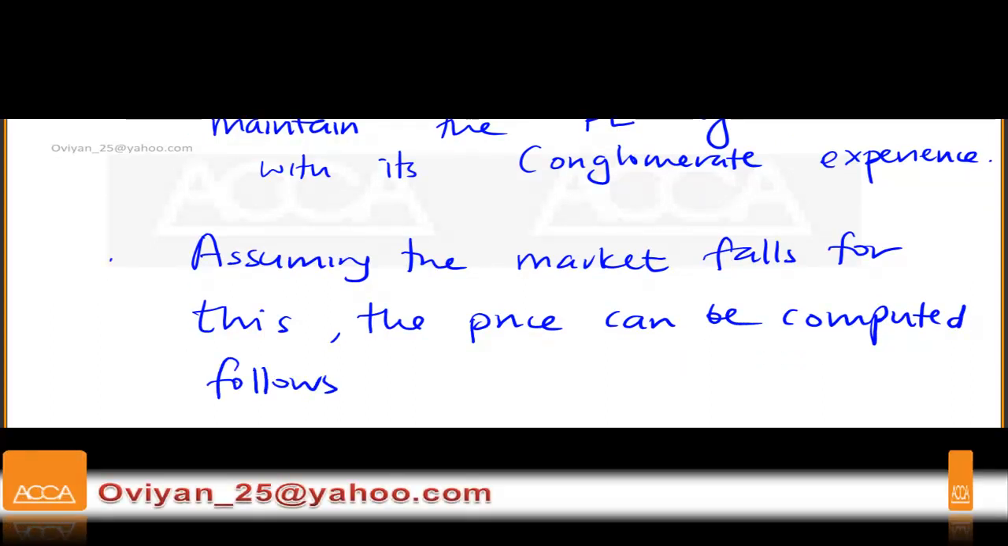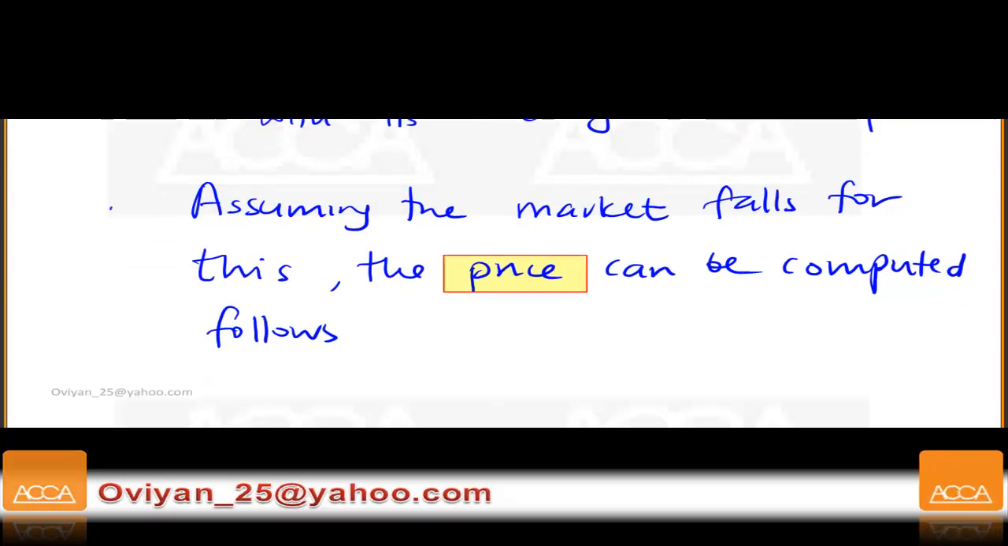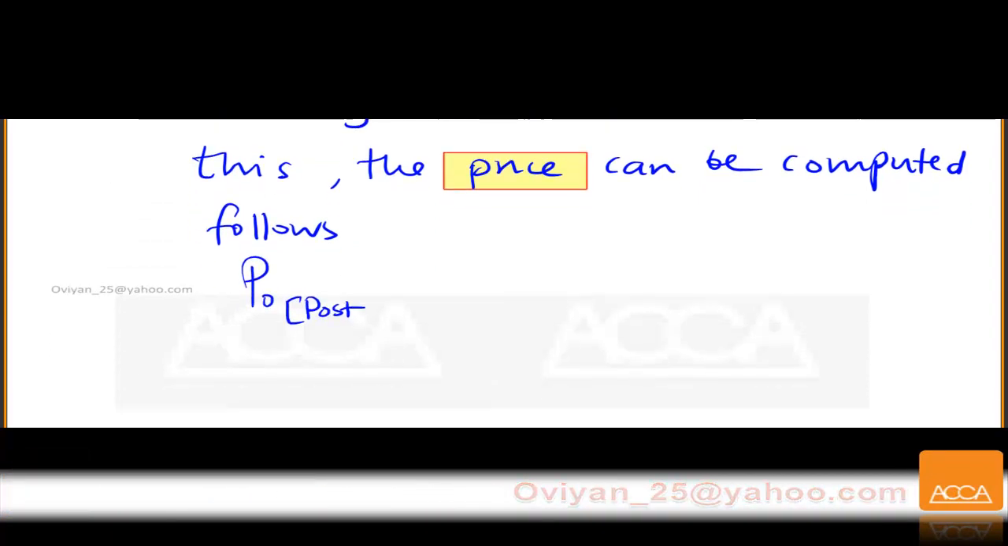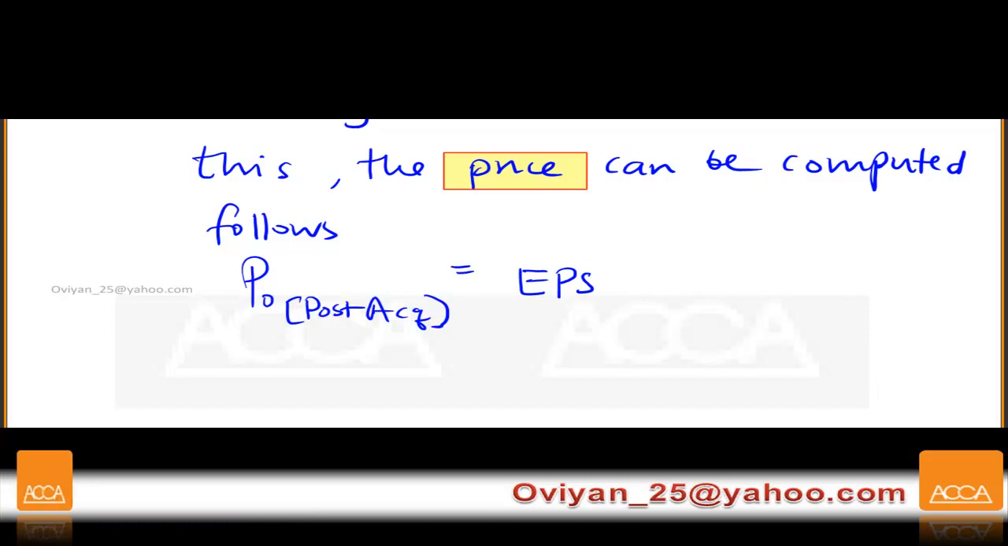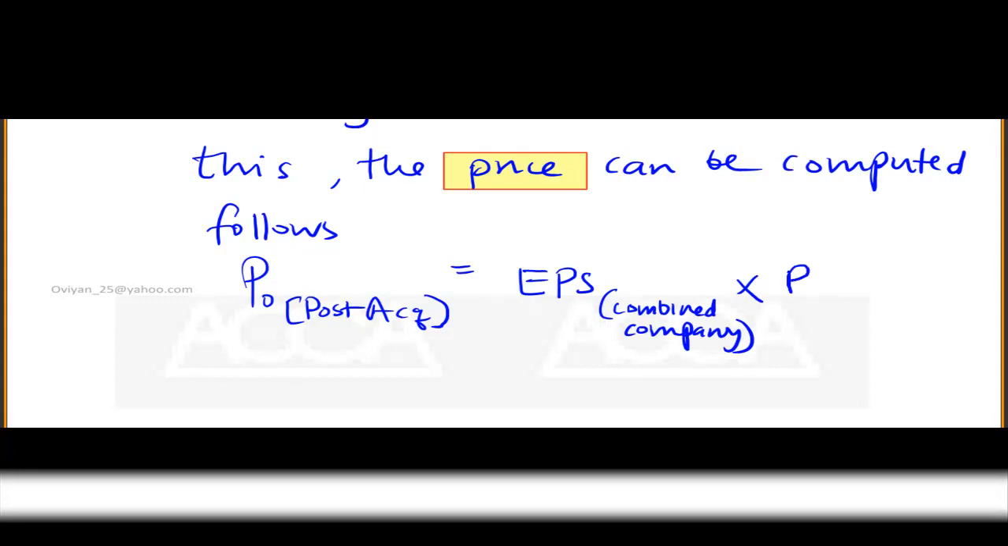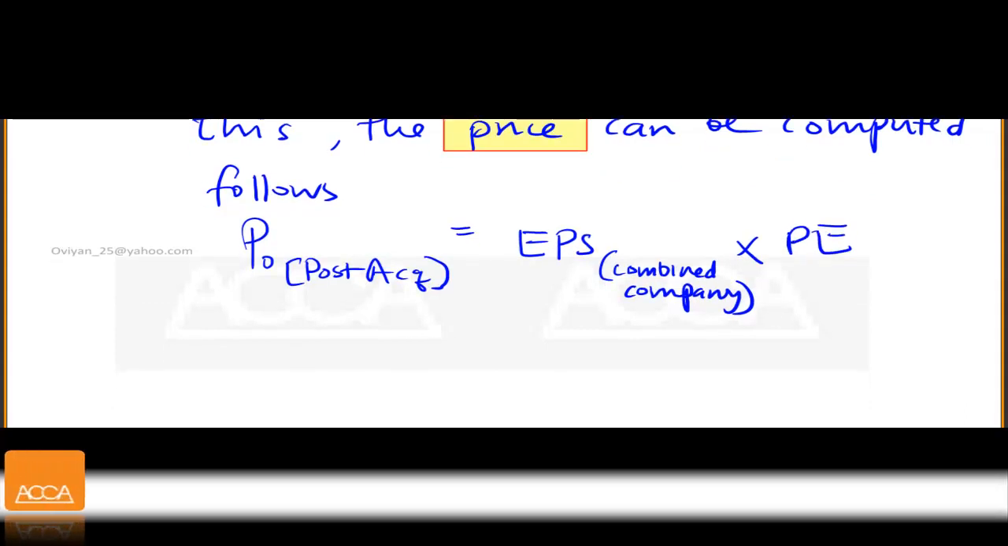When I say the price, I'm talking about the post-acquisition price. The post-acquisition price will be equal to the earnings per share of the combined company multiplied by the PE ratio. So we need to know the PE. We have the PE here. We just have to find out the price, earnings per share, and all that.